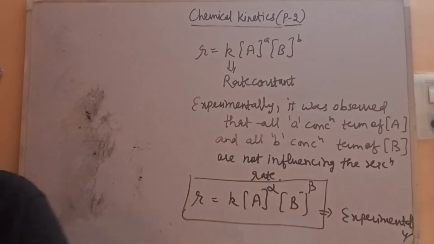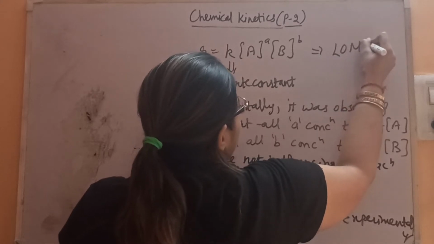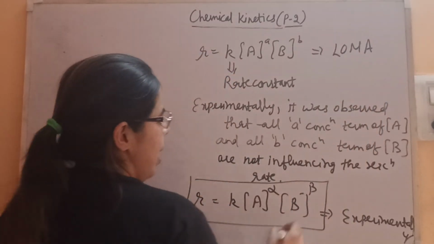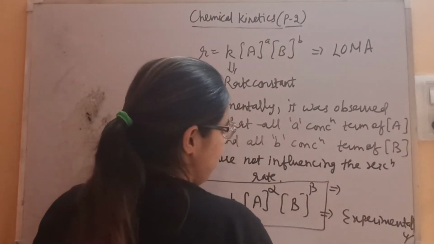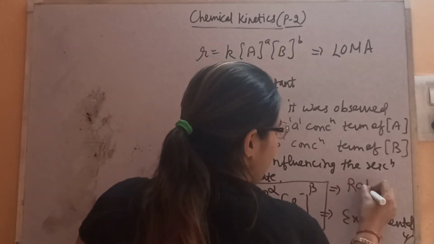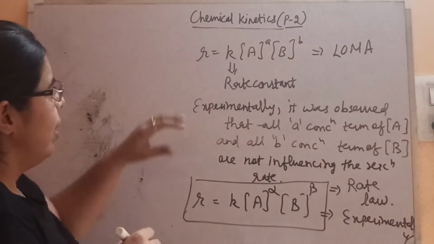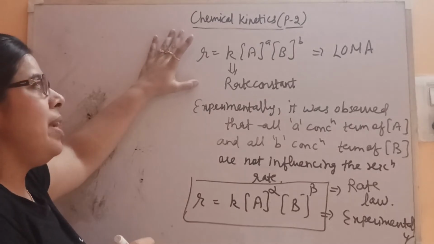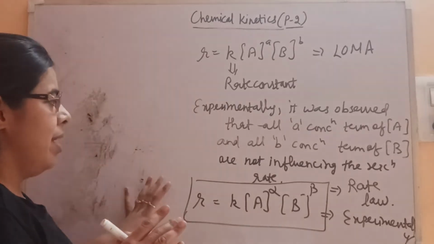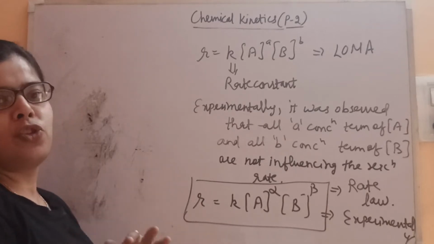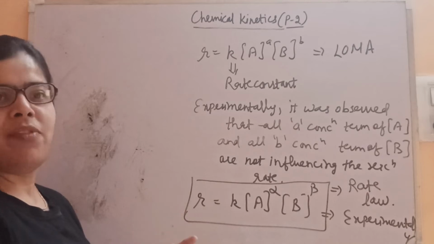Fine. So this is, according to the law of mass action, LOMA. And this is the experimental law. Experimentally it is coming. This is the rate law. So we'll see the difference between the two. Okay. Here it is fixed that a and b are the stoichiometric coefficients from the balanced chemical equation. But here alpha and beta are not the stoichiometric coefficients. They are some experimental values.